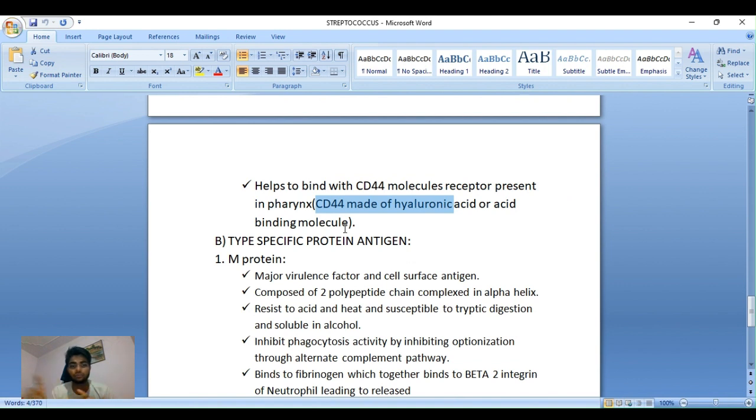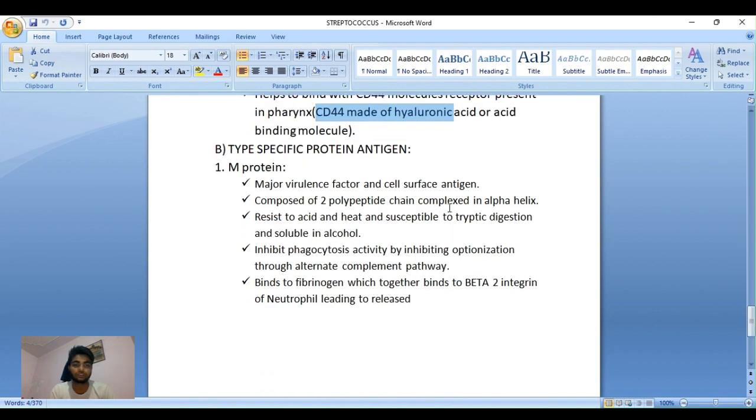Then another is the type specific protein antigen, that is the M protein. We will discuss the M protein, which is the major virulence factor, the major causative factor which can affect the human body, and it is found on the cell surface. The antigen is on the cell surface and is composed of two polypeptide chains complexed in an alpha helix. It is resistant to acid and heat, susceptible to tryptic digestion, and soluble in alcohol.